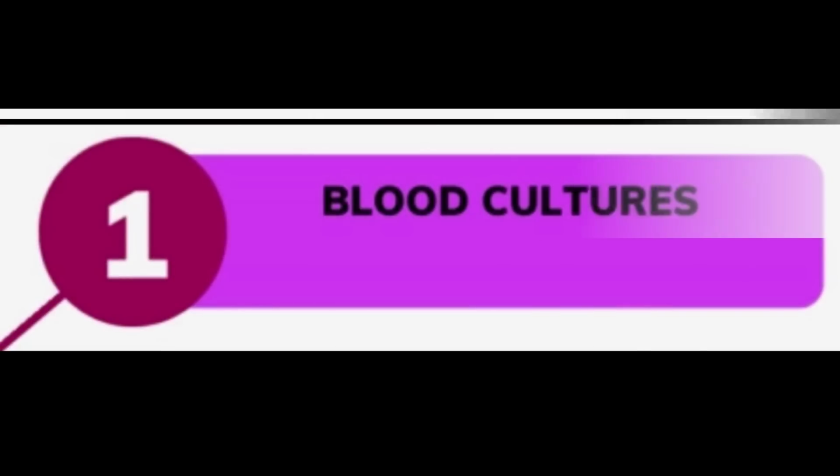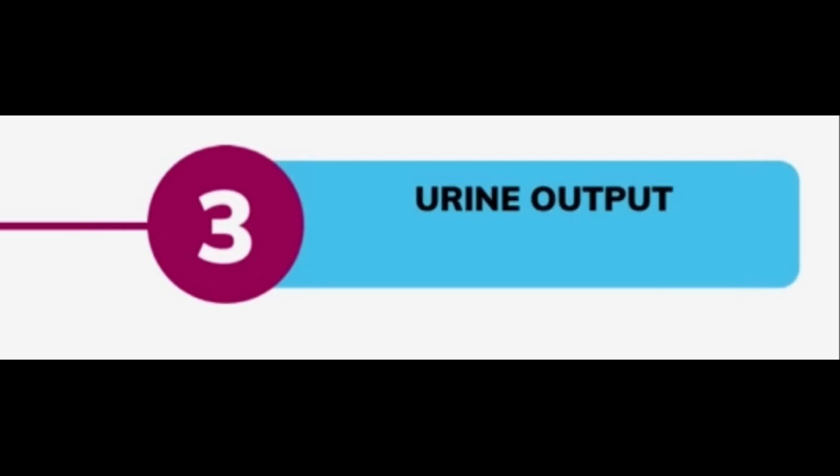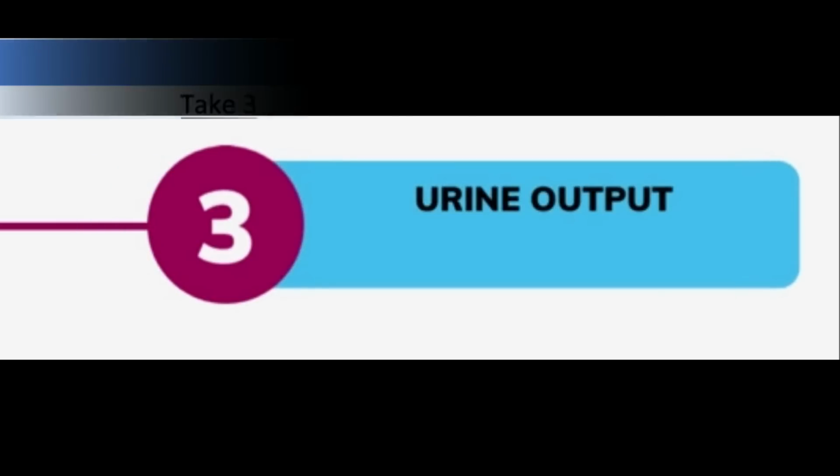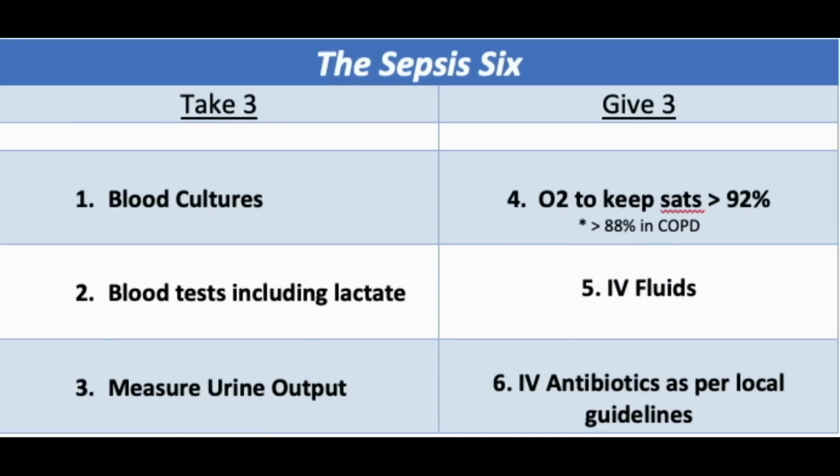And what do you take from the patient? You take blood cultures, you take the serum lactate level, and you measure the urine output of the patient. So you can remember it as taking 3 and giving 3. Take blood cultures, give IV antibiotics, take lactate, give oxygen, take urine output, and give IV fluids.